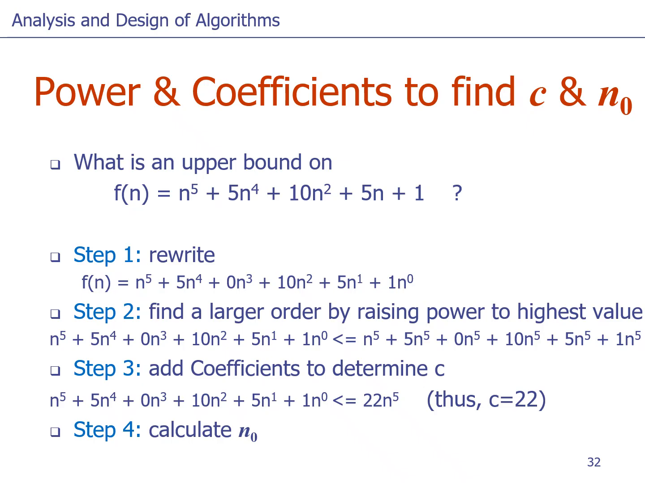So this is called the power and coefficients method. You're basically picking the highest power and raising everything to that highest power, the same number of terms I had with the same coefficients, but raised to the power of the highest term. Add it up, and now I got a curve that will be for sure above the polynomial I'm starting with, which is f of n. So my g of n here is going to be 22n to the 5.